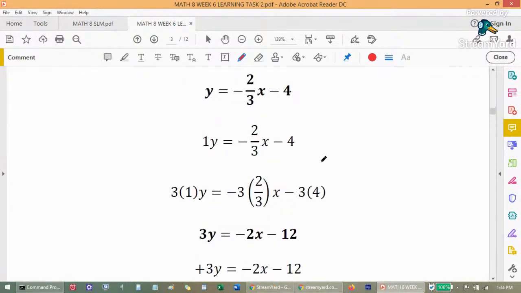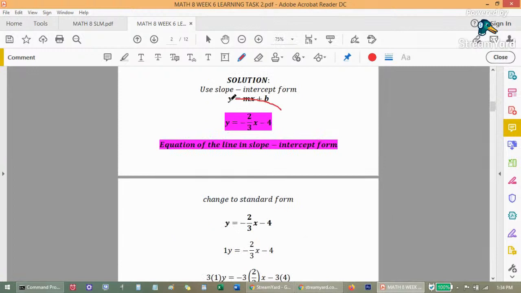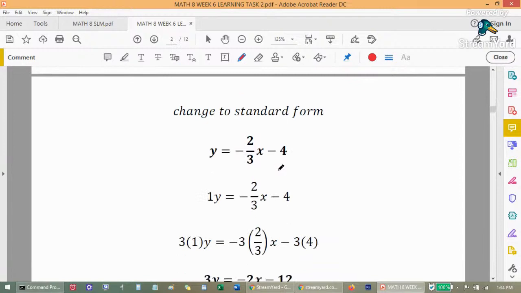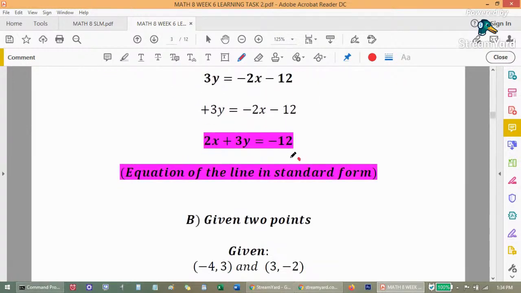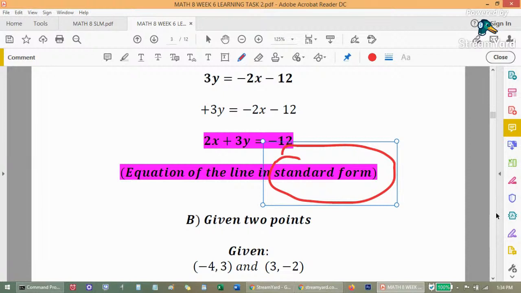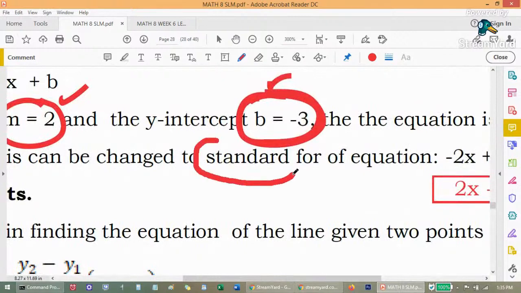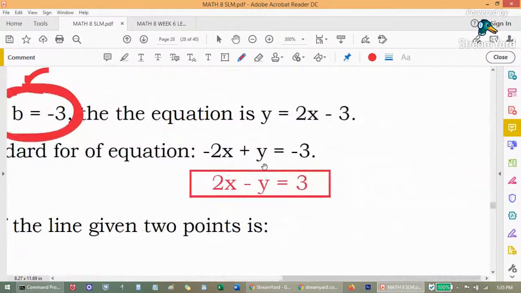So, ganun din ginawa natin kanina. Isang slope-intercept form, tas ginawa natin ng standard form. Okay? So, after this slope-intercept form, y is equal to mx plus b, gagawin naman natin to standard form. Okay, so ang gagawin lang natin is itong 2x, lipat natin sa kabila.